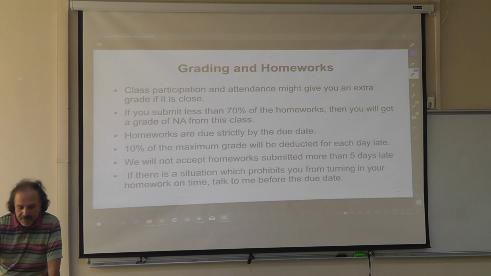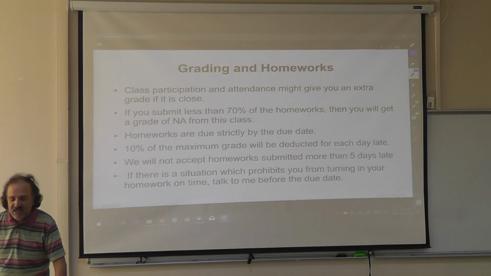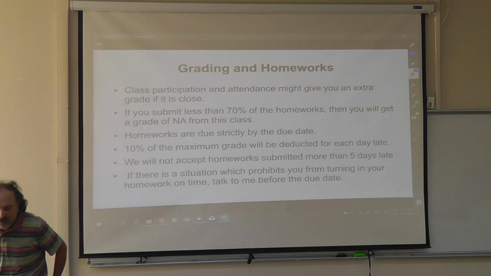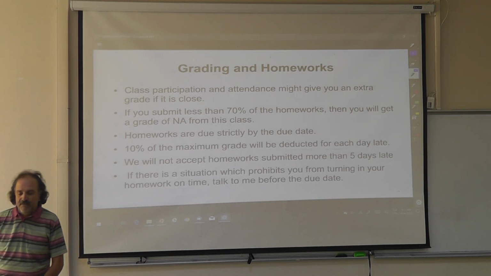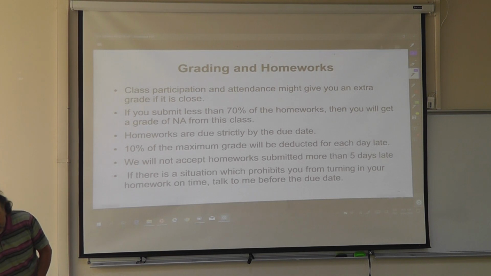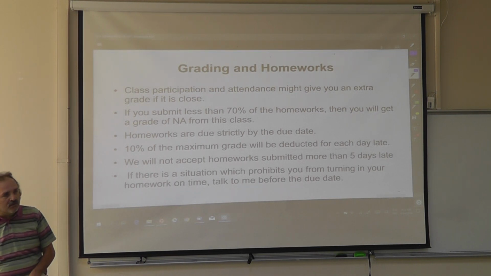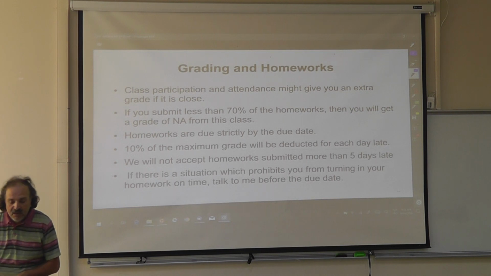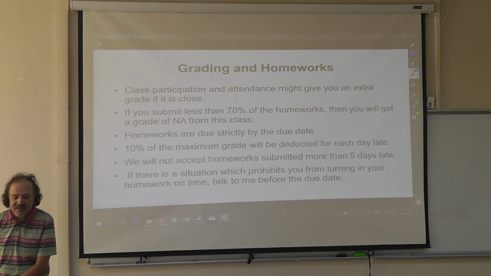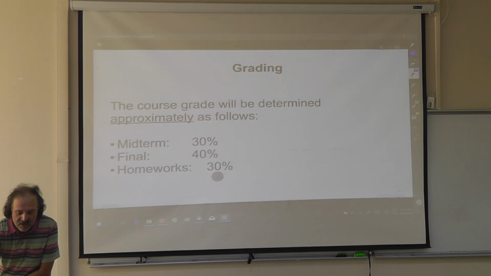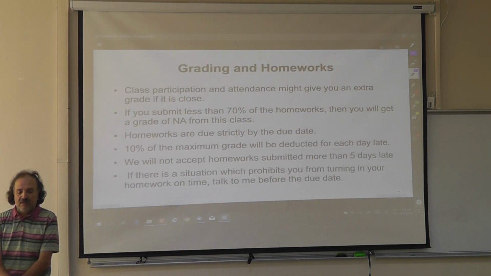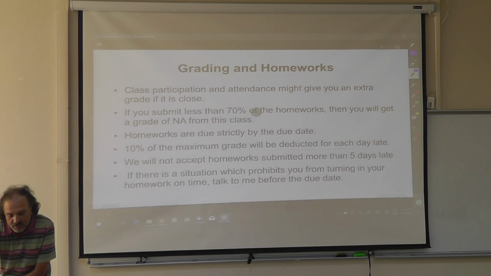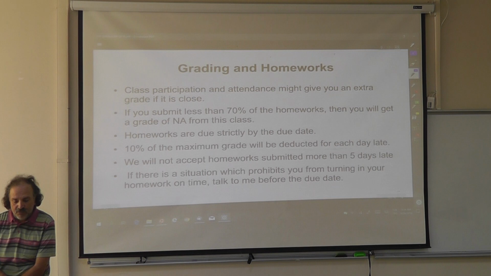Grading and homeworks. If you submit less than 70% of the homework, that means that if I assign you 10 homeworks and you submit 6 of them, you will get a grade of NA from this class. And NA is not a very good grade, in case you don't know about it. It's worse than FF. NA means that that person did not take this course. This might seem a little bit small as a number, but if you don't submit a sufficient number of homeworks, then you will not get a passing grade from this course. This is one of the important rules.